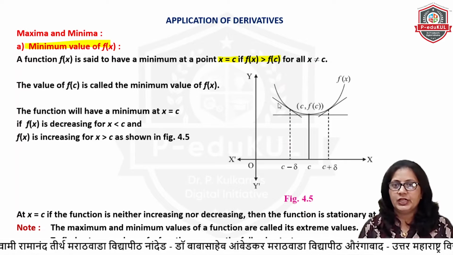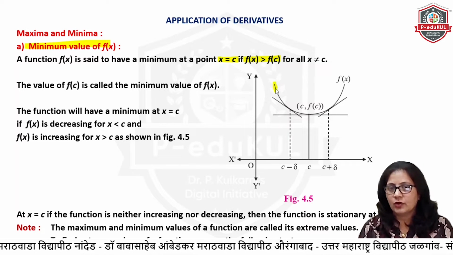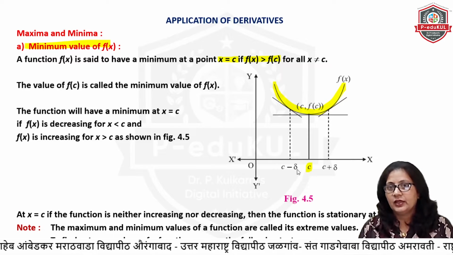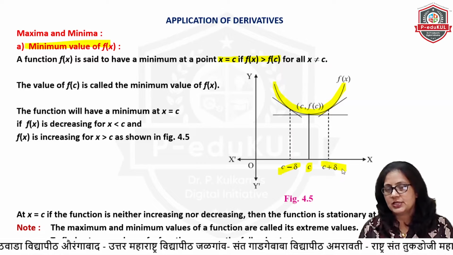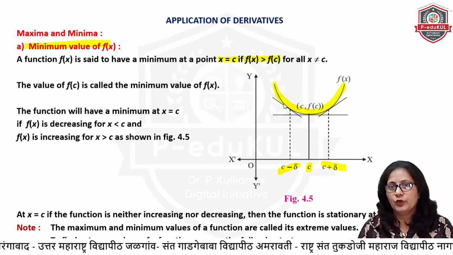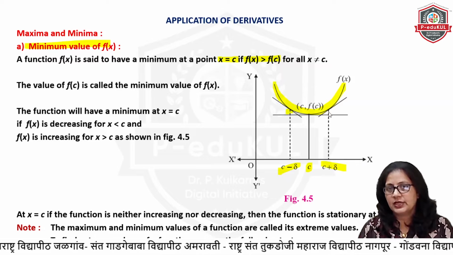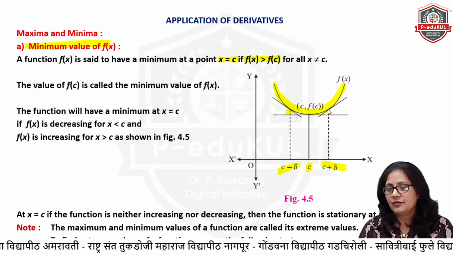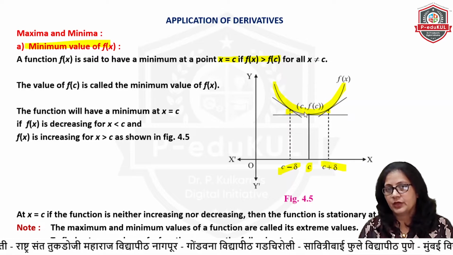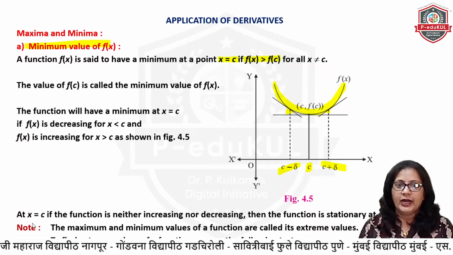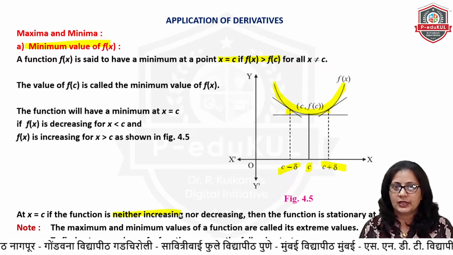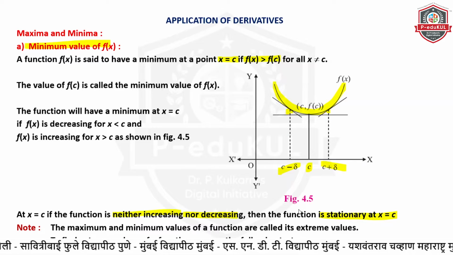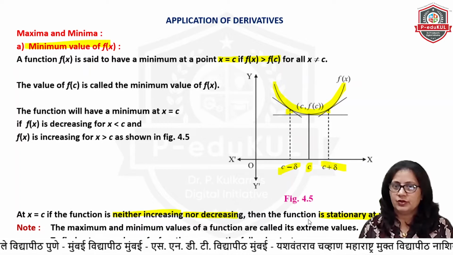Now how do we deal with this? Again, see, this is a curve of the given function. We have considered here one value c, and then the neighborhood values, that is c minus delta and c plus delta. These are the values of f(c minus delta) and f(c plus delta). For f(c plus delta) the graph increases, and on the other side it decreases in this way. At x equal to c, if the function is neither increasing nor decreasing, then the function is stationary at x equal to c. As and when examples come, we will see that.